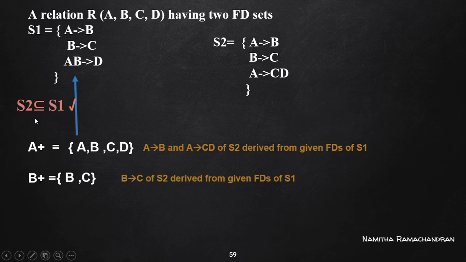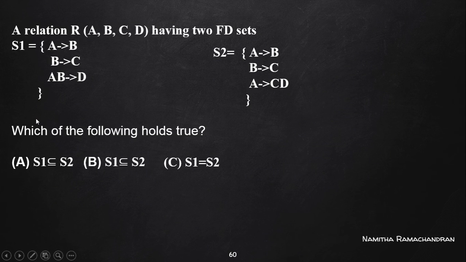So we have concluded both: S1 covers S2 and S2 covers S1. This became valid and this also became valid for our given example. From this, if both are valid, then we can conclude that S1 equals S2, or S1 is equivalent to S2. So the option C is again true for our second example.